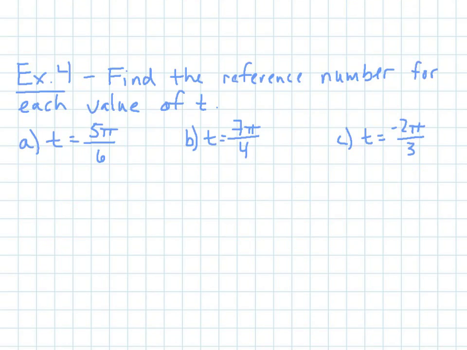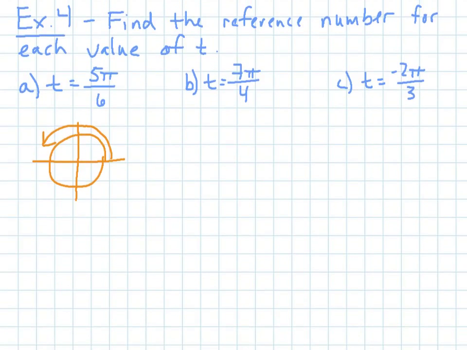So, using that, example 4, we want to find the reference number for each value of t. So t, let's say, is 5 pi over 6. So we need to first locate what quadrant we're in. Okay. So if we're looking at the unit circle, we talked about this one last time. It's in the second quadrant. So since it's in the second quadrant, I need to do pi minus my t value.